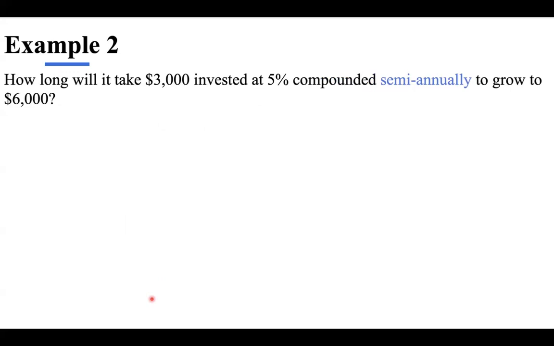Example number 2. How long will it take for 3,000 invested at 5% compounded semi-annually to grow to 6,000? Well, to double this amount at 5% compounded semi-annually, how long will it take? Well, again, this is my starting amount. That's your P. Interest rate, r equals 0.05. Semi-annually means n is equal to 2. And 6,000 is the final amount. That's your A value, right?